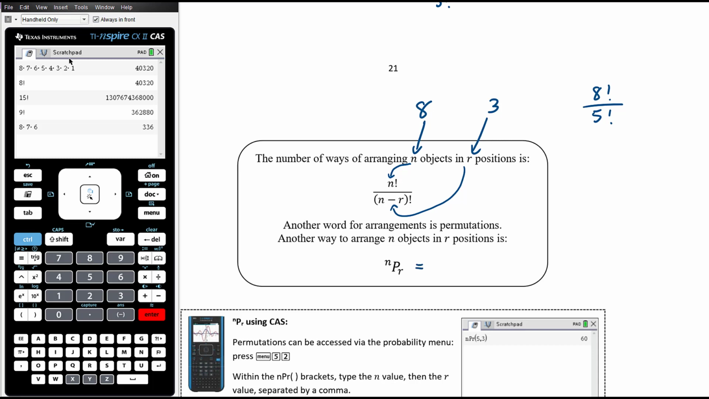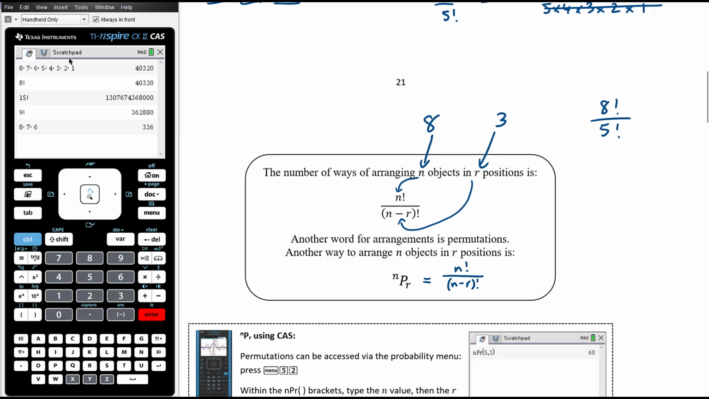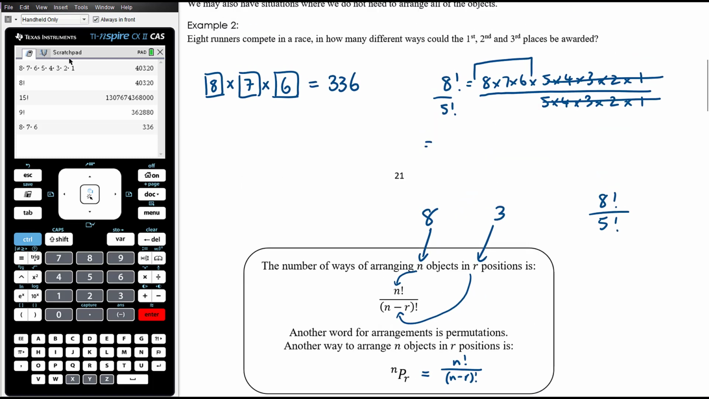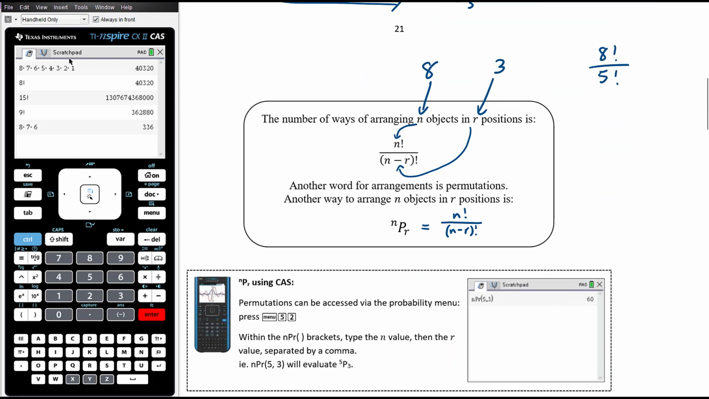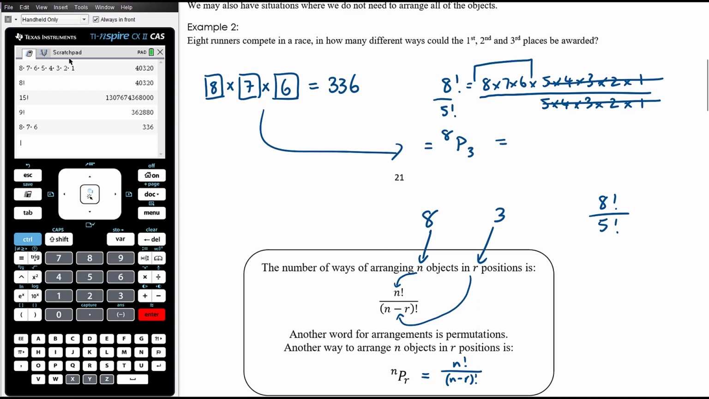So the rule for nPr is n factorial over (n minus r) factorial. Okay, so if, for example, in this example up here, this would be the same as 8P3. We have 8 objects to arrange in 3 positions, and if I type into my calculator nP3, there should be instructions here for where to get nP3, it's menu 5.2. So I type that first, menu 5.2, brings up nPr, and then I simply do 8, 3 if I want 8P3, and that is 336.